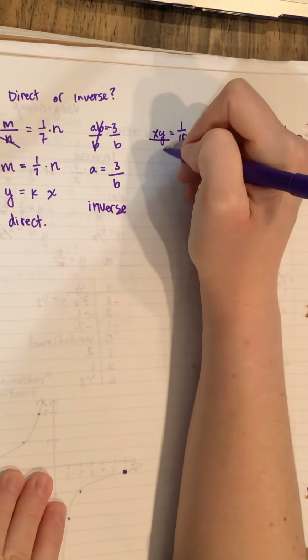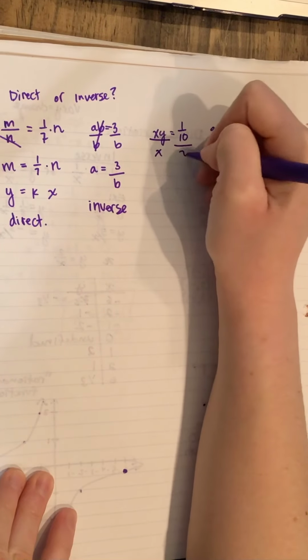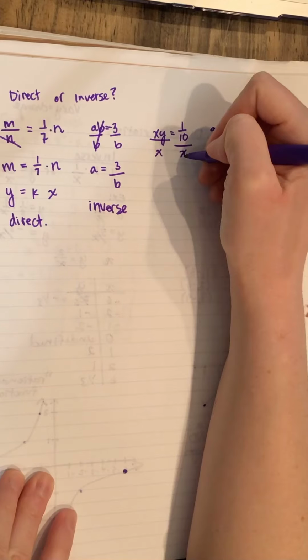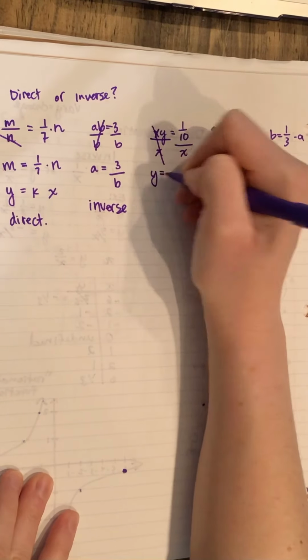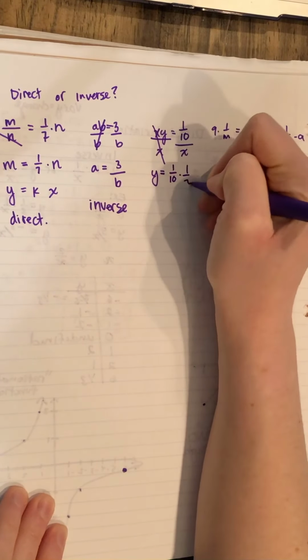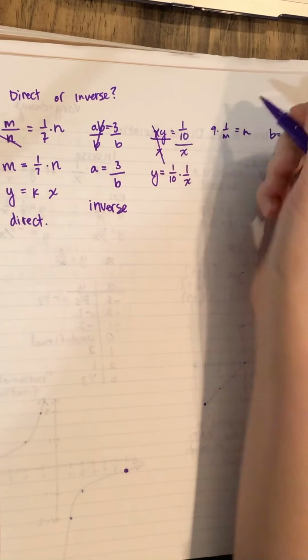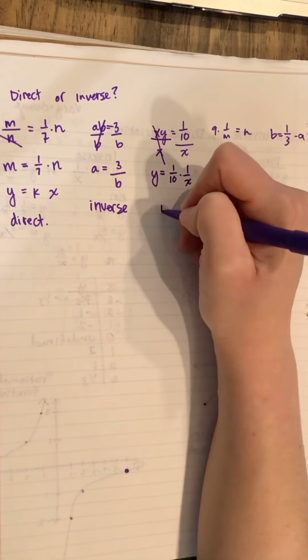You can divide by either y or x. I'm gonna divide by x. How do you divide a fraction by a whole number? You multiply by the reciprocal. Y equals 1/10 times 1 over x, or in other words, keep, change, flip. So now our x is on the denominator, so we know it's inverse.